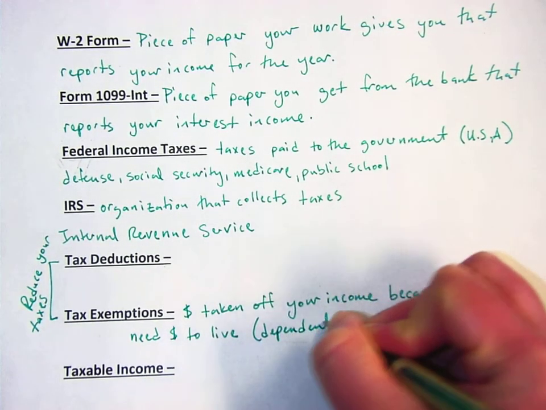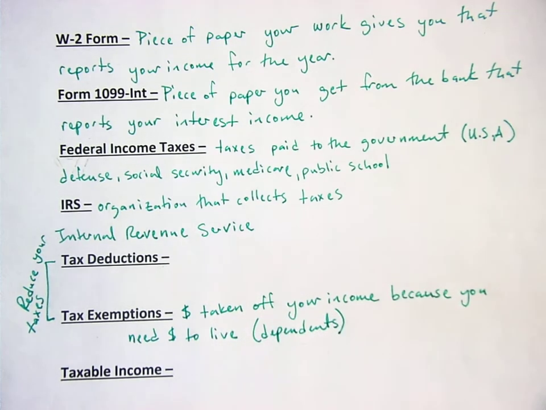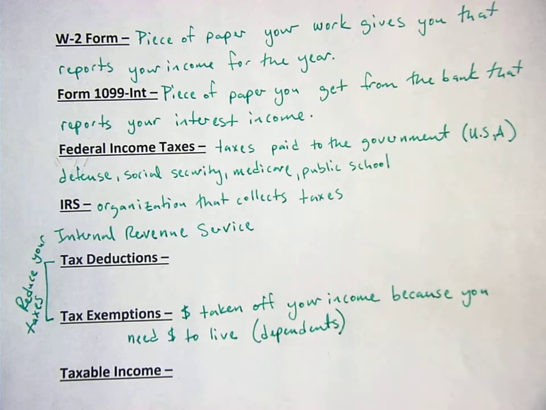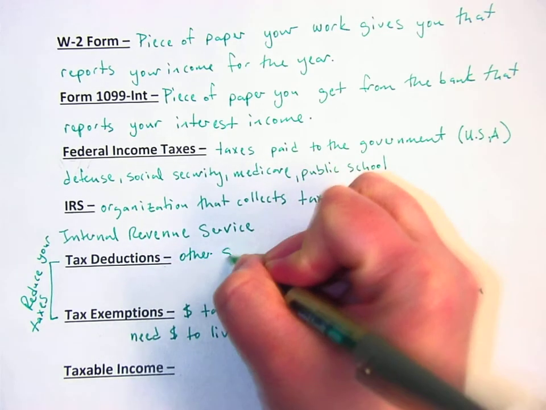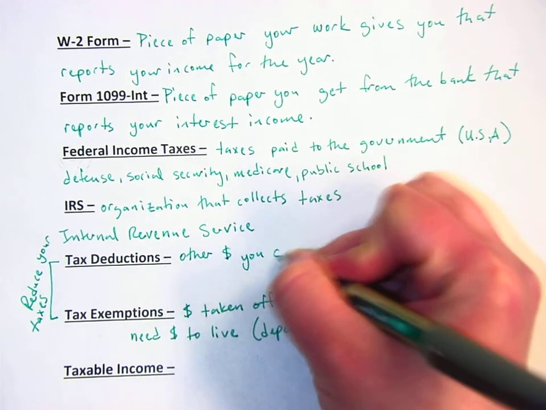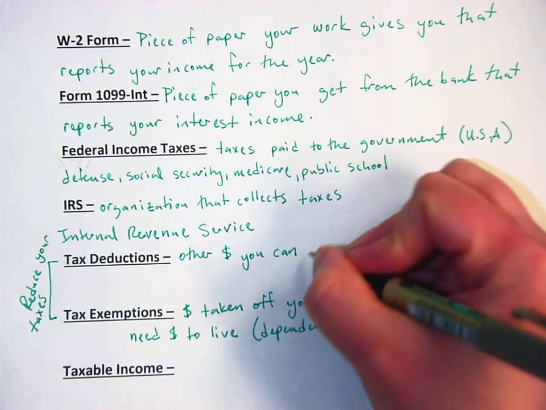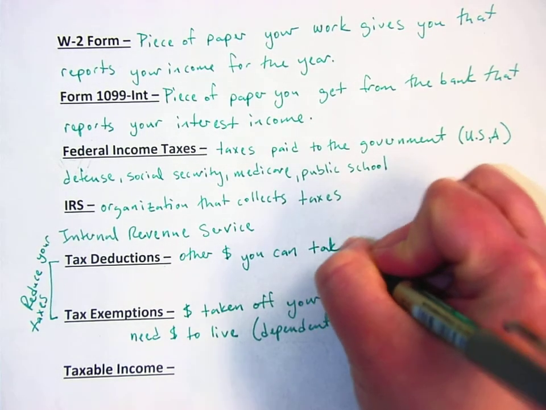So if you're making a low enough income and you have people relying on you, you might pay zero taxes because they're just like, man, you're just trying to get by. You're trying to survive. You don't pay any taxes because you're making so little money and you have to take care of a kid. Like, you don't need to pay any taxes. That's exemptions. Deductions are other money you can take off your taxes. Well, take off your income.